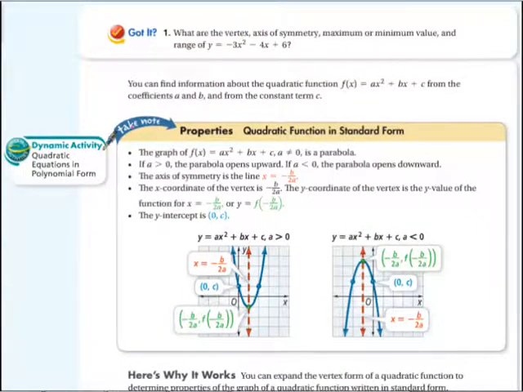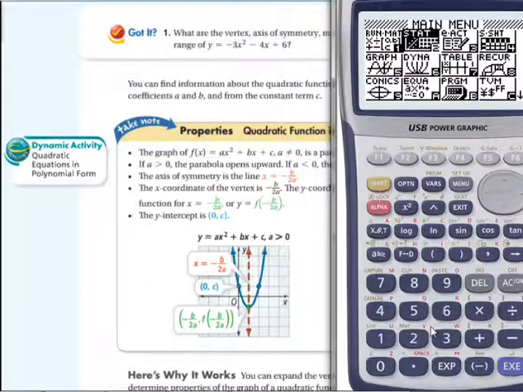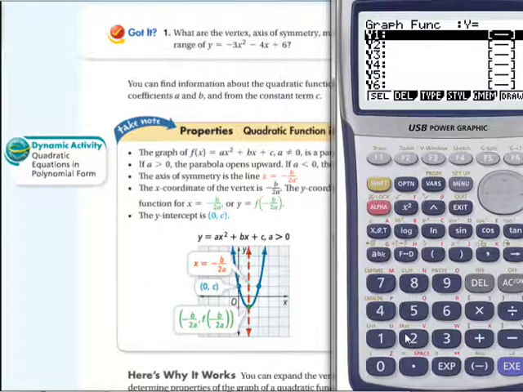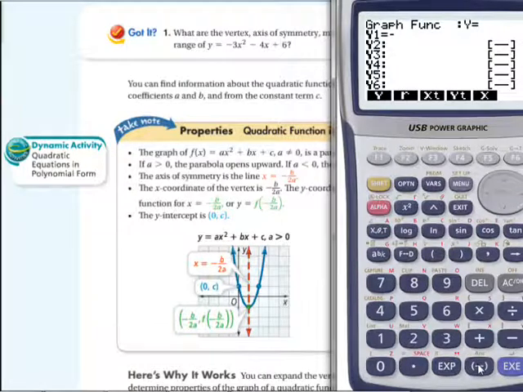So if you had to find the vertex, axis of symmetry, max or min, and range of y equals -3x squared minus 4x plus 6, again I'm going to put this in the calculator. I'm going to do it in the Casio. If you have a TI, I'll address that in class. The Casio does it easier, so we're going to do it a little bit faster that way.